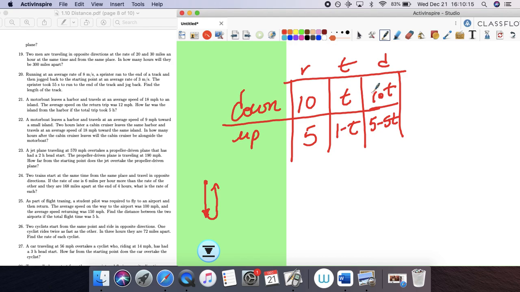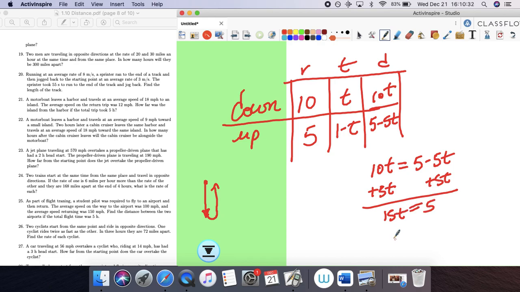And what do we know about the distance going downstream and then coming upstream? Well, it's the same. So 10t equals 5 minus 5t. Add 5t to both sides because that's the inverse operation. So we get 15t equals 5. And t equals, divide both sides by 15. T equals 1/3, or 1/3 of an hour.